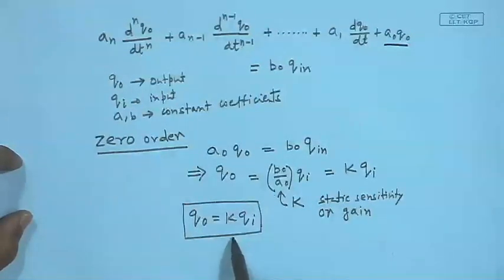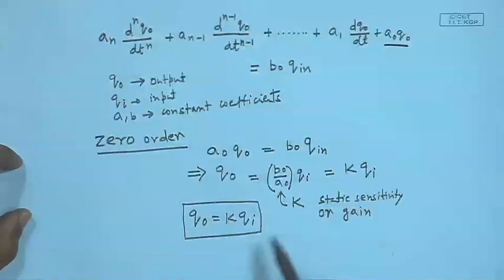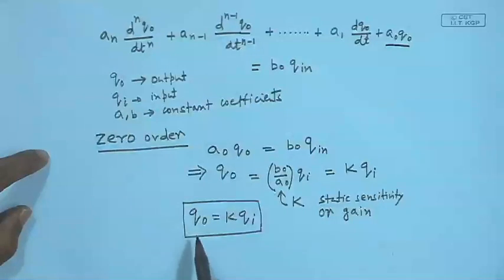Look at this equation. This is an algebraic equation. The output can be found out for known functional form of input, let us say step input or ramp, if we know the value of the gain or static sensitivity. It may be noted that the zero order instrument will show perfect dynamics. The output will immediately follow. There won't be any lag, any distortion. There is no time term involved here.